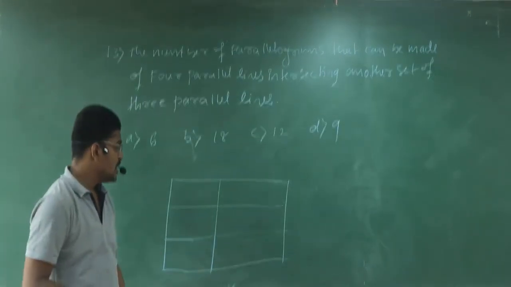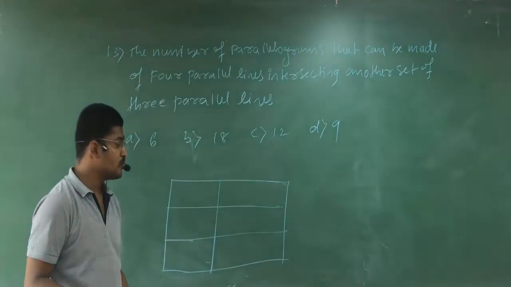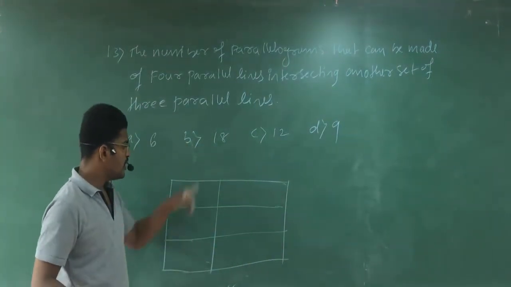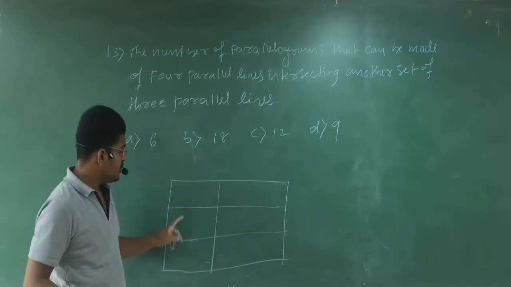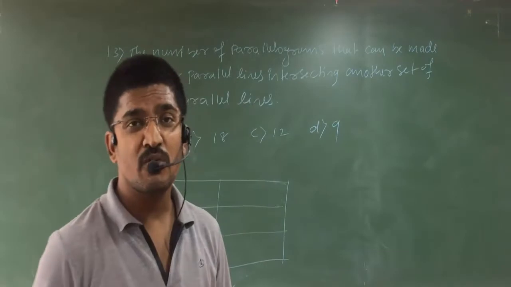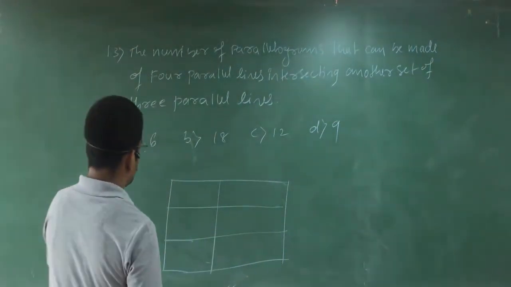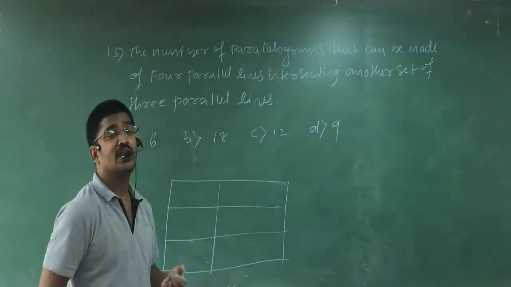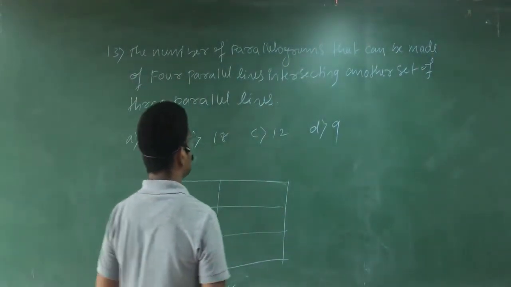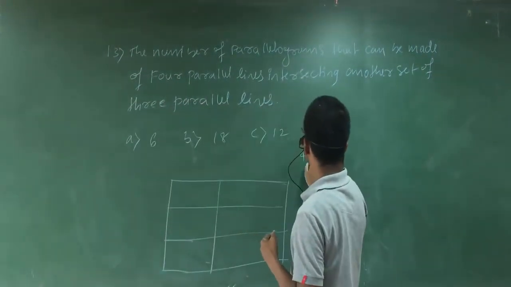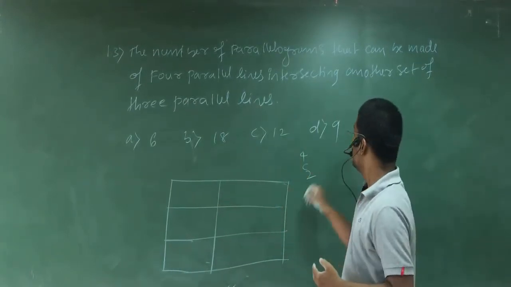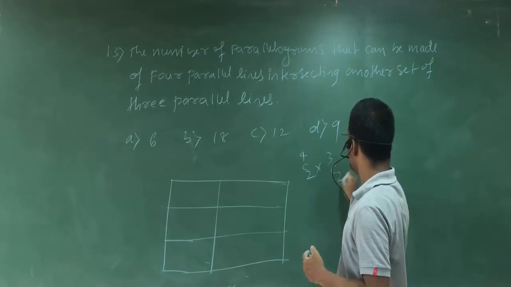Therefore, see how many parallelograms are formed. 1, 2, 3, 4. 1, 2, 3. 1, 2, 3, 4, 5, 6. 6 parallelograms are formed. So diagrammatically we are looking at 6 parallelograms. Clear? So if we simplify, let us see, that is 4C2. From horizontal we are choosing 2, from vertical we are choosing 2.